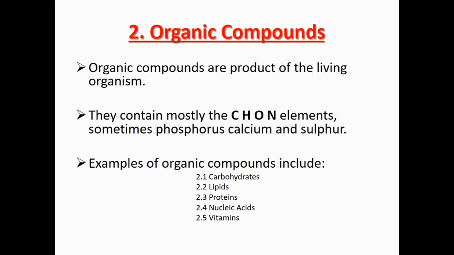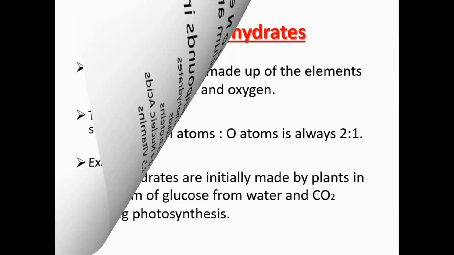So what are the CHON elements? As you can see, the word is CHON. These are called CHON elements. C is for carbon, H is for hydrogen, O is for oxygen, and N is for nitrogen. Examples of organic compounds include carbohydrates, lipids, protein, nucleic acid, and vitamins. These are the examples of organic compounds that we are going to be looking at in more detail.